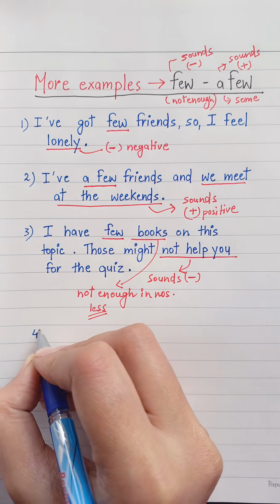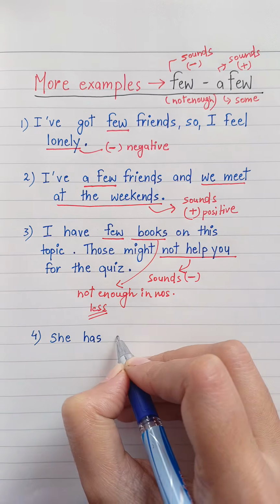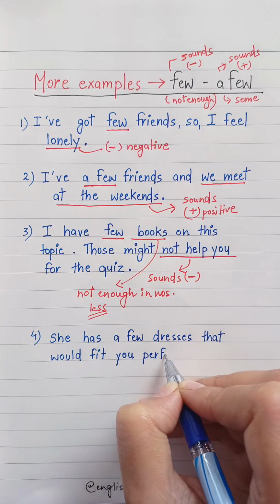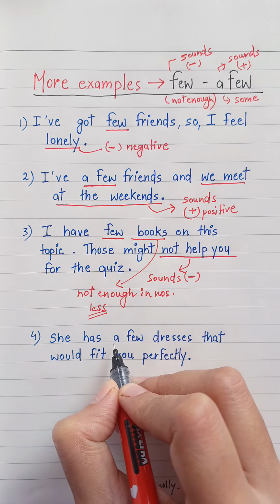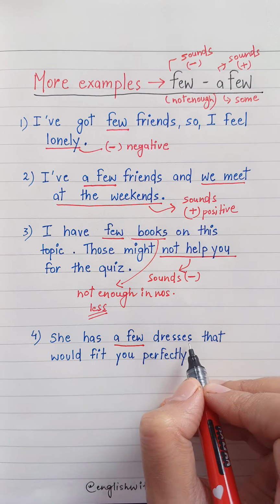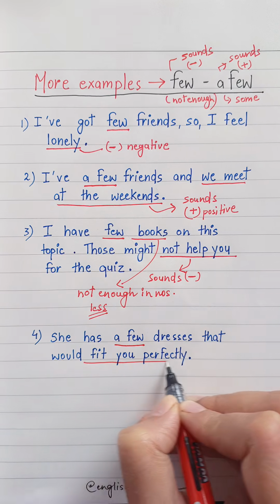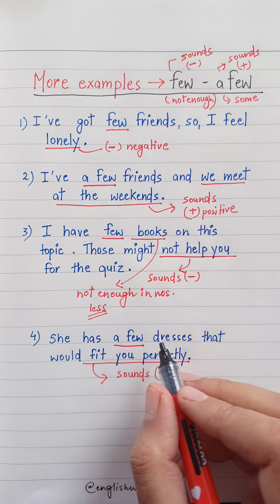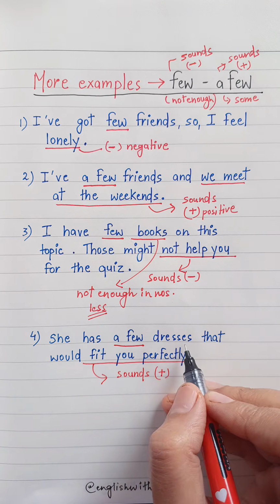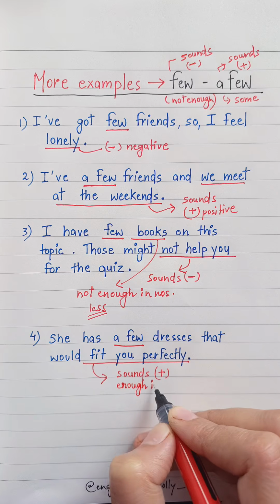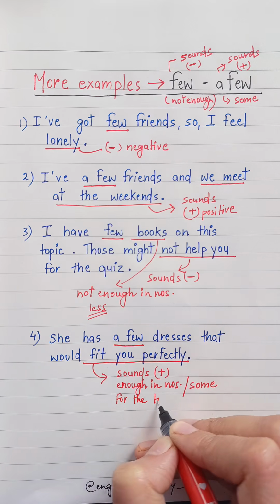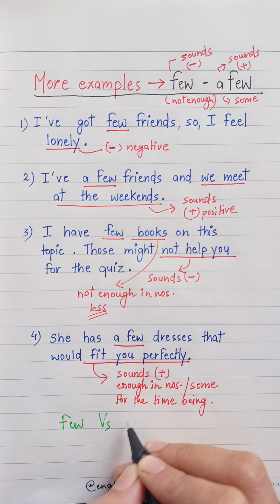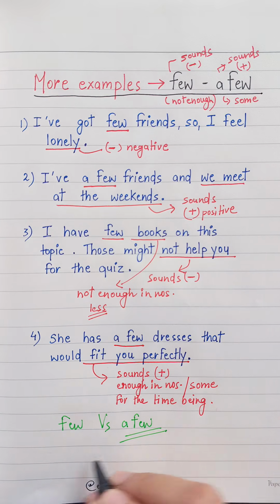Now, let me give you one more example. She has a few dresses that would fit you perfectly. Here we have a few. And as we know, a few means enough, and fit you perfectly sounds positive because there are enough dresses that can fit the other person perfectly, and the dresses are enough in numbers. So, a few is the correct answer. So, with this, few versus a few ends over here.